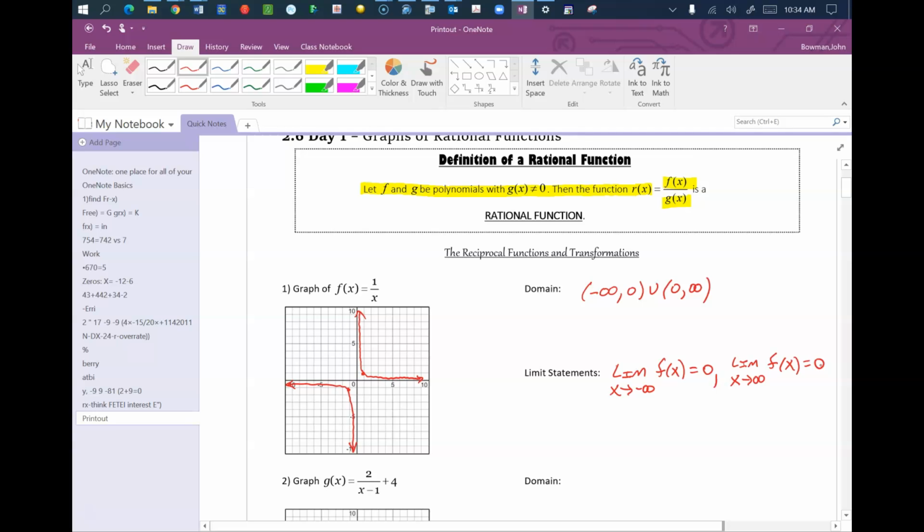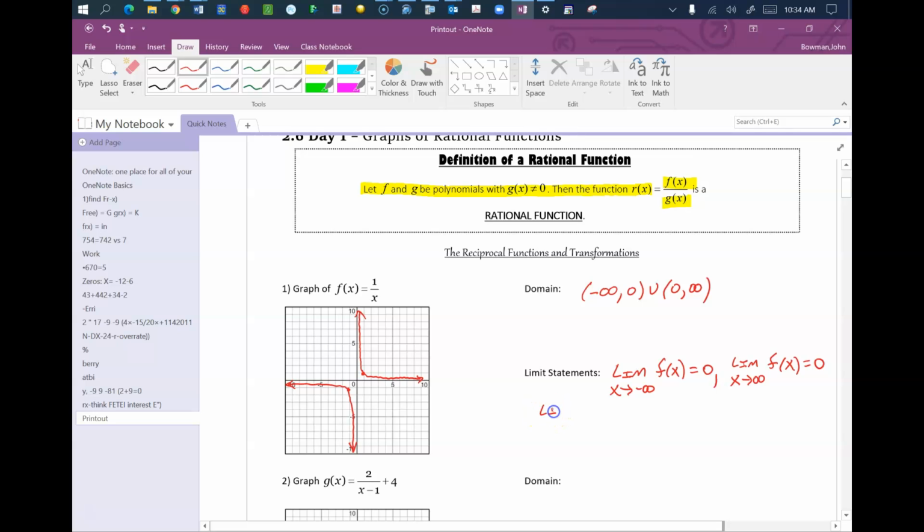Now here's where it gets a little bit more complicated, and it's been a while since we've talked about this, but limits as x approaches vertical asymptotes. And what you see here in this function is that the value of y approaches positive infinity on one side as we approach x equals 0, and negative infinity on the other side. So this is where we get into using left and right limits.